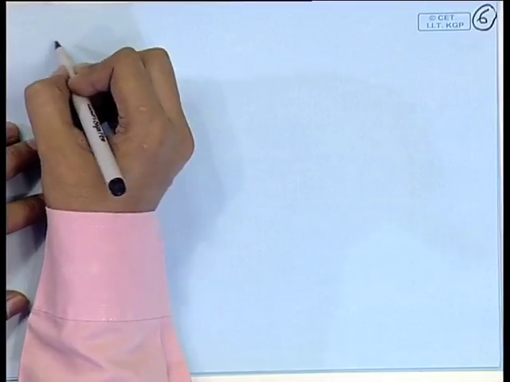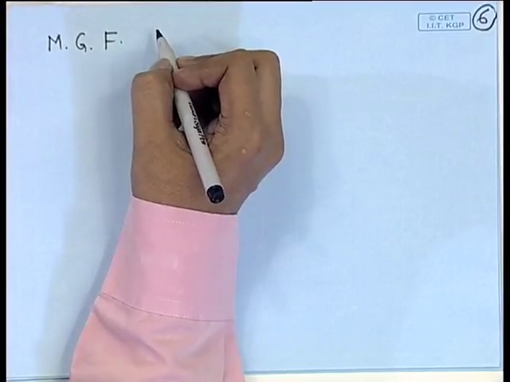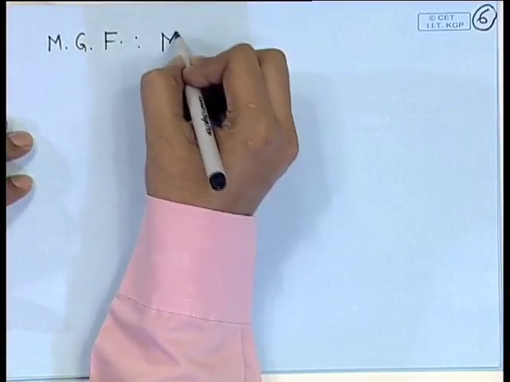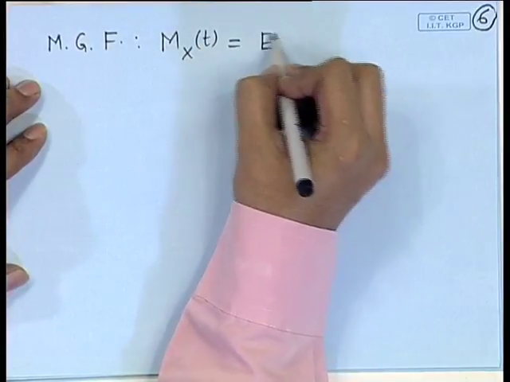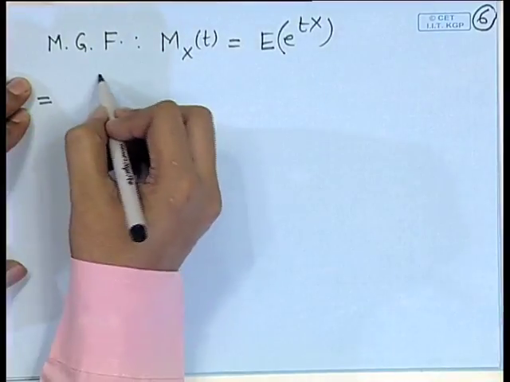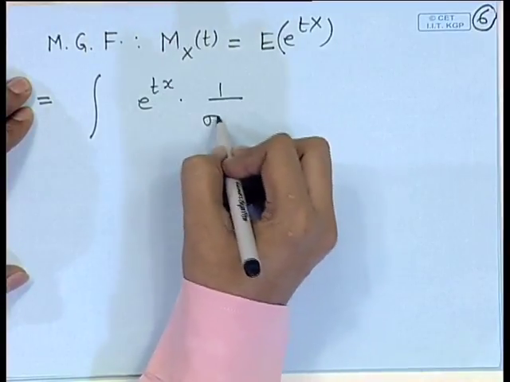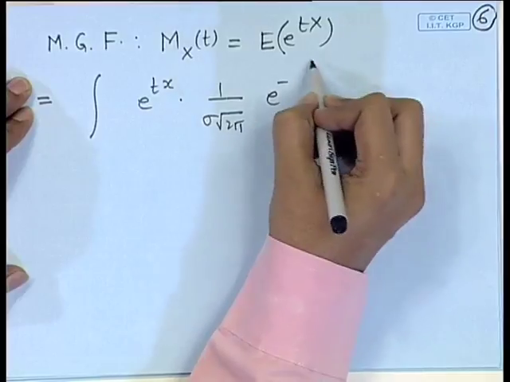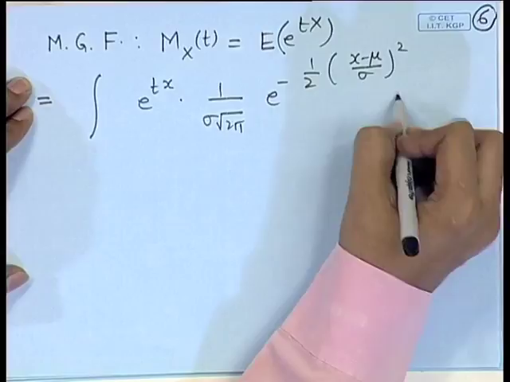Let us consider the moment generating function of a normal distribution. So, M_X(t), that is expectation of e to the power tX. This is equal to integral e to the power tx 1 by sigma root 2 pi e to the power minus 1 by 2 ((x minus mu) by sigma) whole square dx.